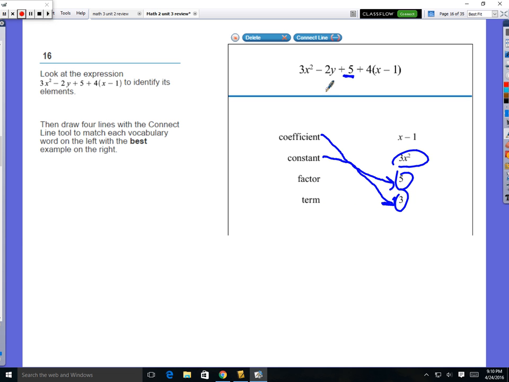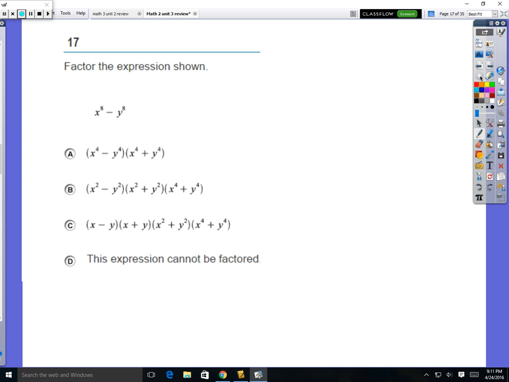Factor and term. Term, that is a term. 3x squared, it's one piece all by itself. So the factor, that's a factor because they're separated by a times. And when you have something separated by times, they're called factors. So that is a factor. That was not too bad.